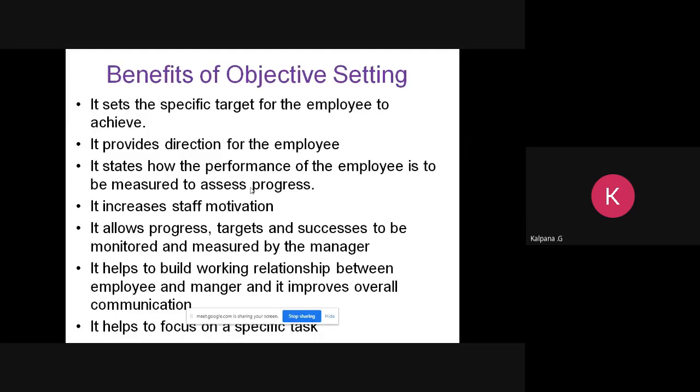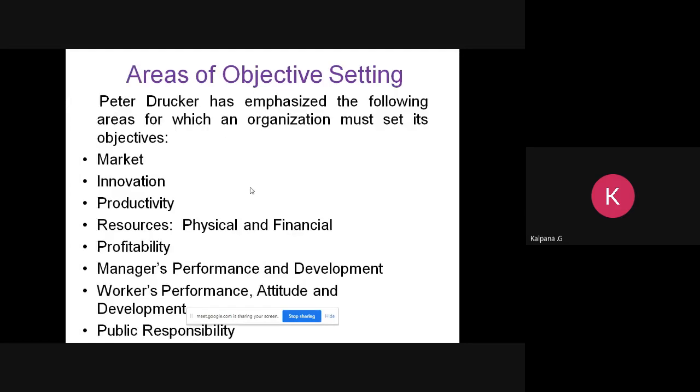Then it increases staff motivation. It allows progress, targets, and successes to be monitored and measured by the manager. Then the sixth point here is that it helps to build a working relationship between employee and manager. The last point is that it helps to focus on a specific task. When we talk in terms of an individual objective, it is about a specific task, or if it is about a department objective, it is about a task that should be achieved by the department as a whole.